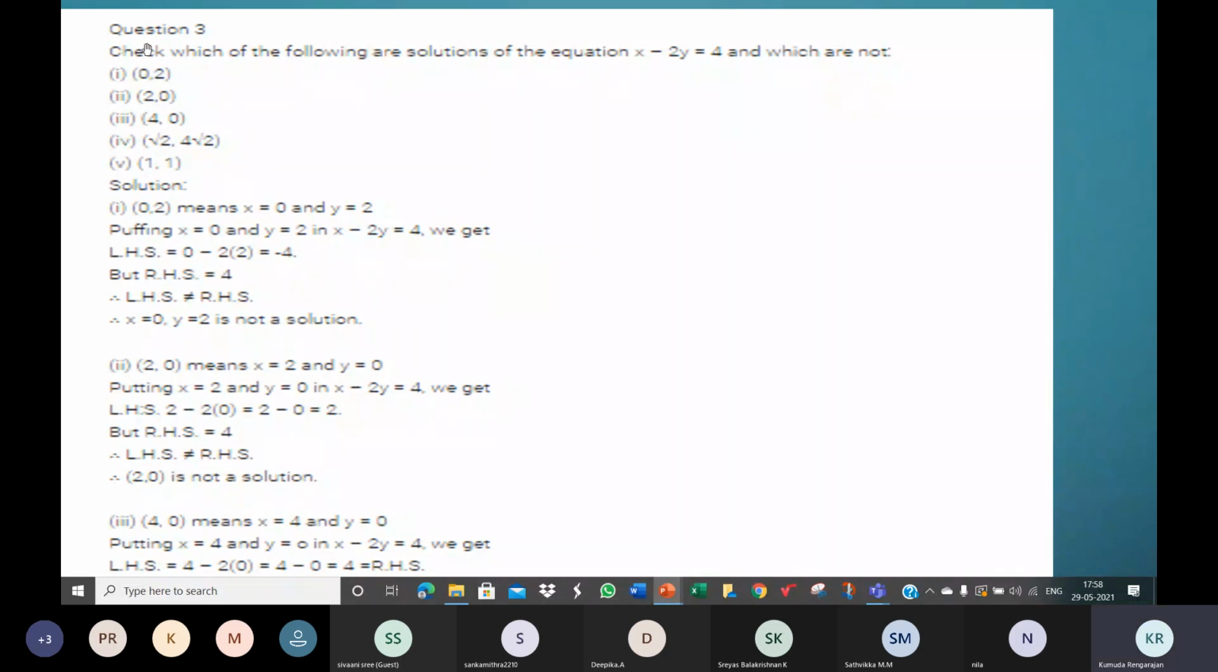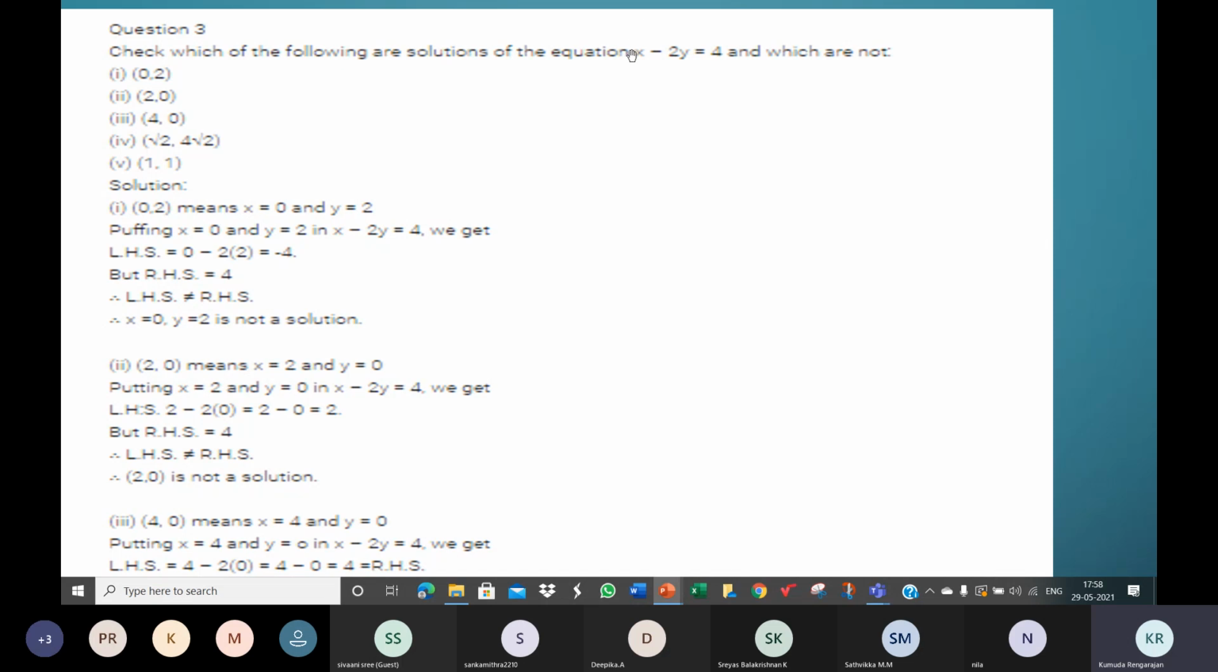So here, children, check which of the following are solutions of the equation x minus 2y is equal to 4 and which are not. You need to check. There are 5 ordered pairs given here, I'm sorry, not solutions. You need to check which of these ordered pairs are solutions to this linear equation.